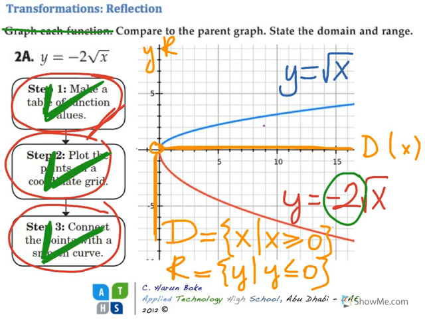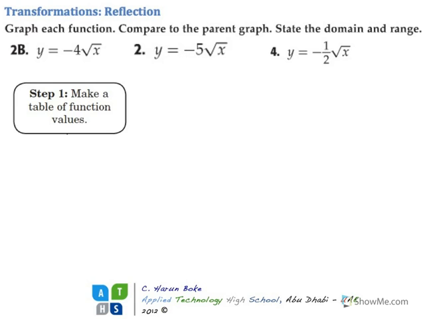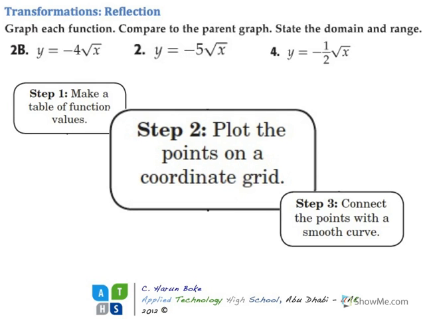Well, now it is your turn. Please graph these three functions. Now please remember, what you're going to do is to make a table of function values and then plot the points you get from the table, and then join the points or connect the points so that you're going to get the graph. And then you're going to compare it to the parent graph. It's okay if you draw the parent graph, and then you're going to state the domain and range. Please do the graphing and show me your graphs.